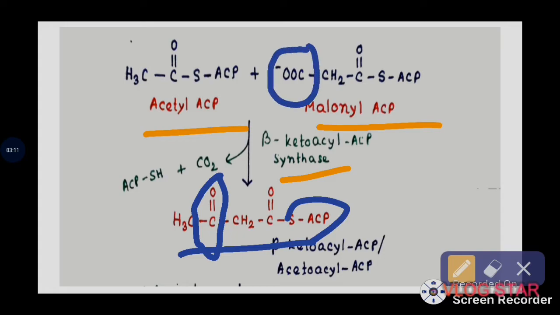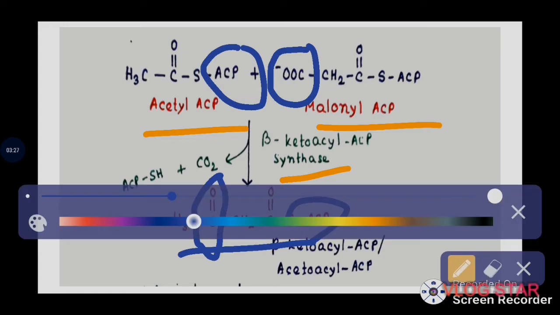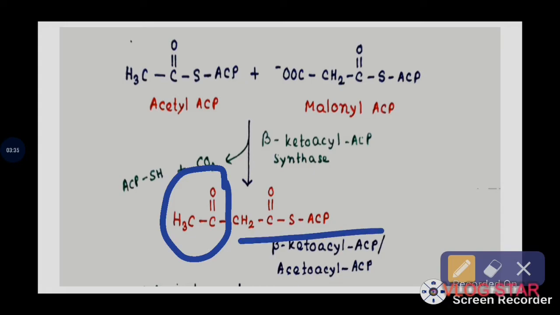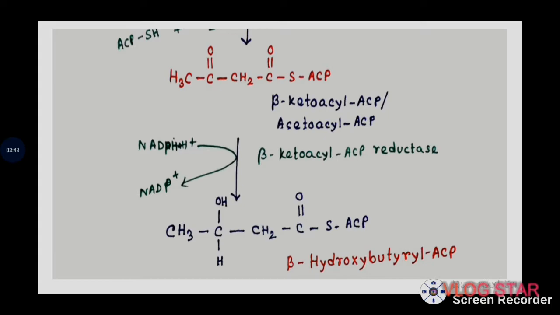CO2 is released, and ACP is also released. So this is beta ketoacyl ACP. That's simple. It's also called acetoacyl because this is the acetyl group, and this is the acyl ACP or acetyl ACP. So you can call it acetoacetyl ACP. Okay, so next slide. In the next slide, we have beta ketoacyl ACP or acetoacetyl ACP or acyl ACP.